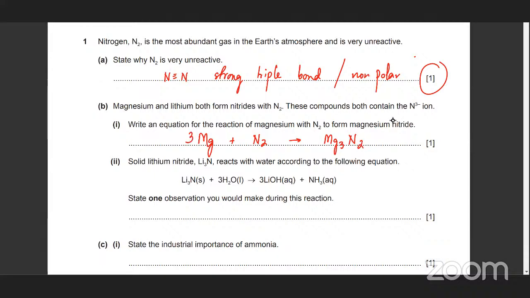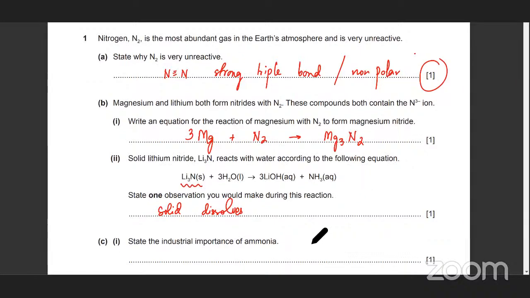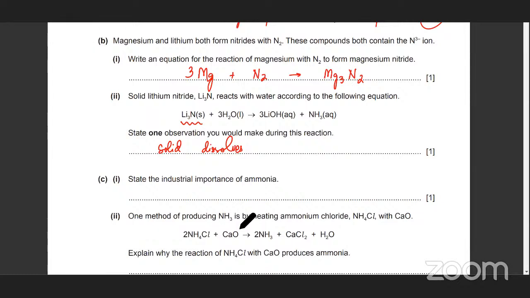The next is solid lithium nitride reacts with water. When it reacts with water, according to the following equation, state one observation that you would make during the reaction. One observation that's clearly visible is that there is a solid and it turns into aqueous. So the solid dissolves. That's one observation. Since NH3 is aqueous, you can't really smell it because it's written in aqueous state.